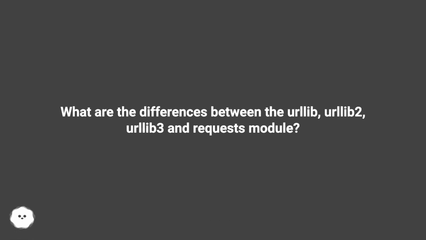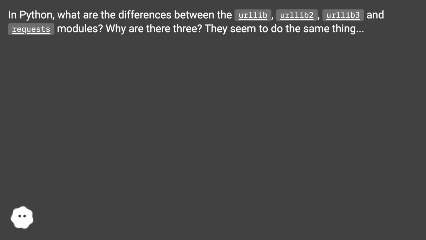What are the differences between the urllib, urllib2, urllib3 and requests module? In Python, what are the differences between the urllib, urllib2, urllib3 and requests modules? Why are there three? They seem to do the same thing.